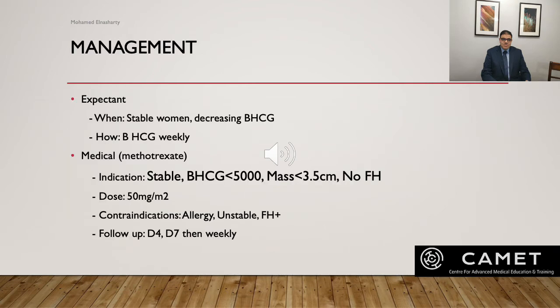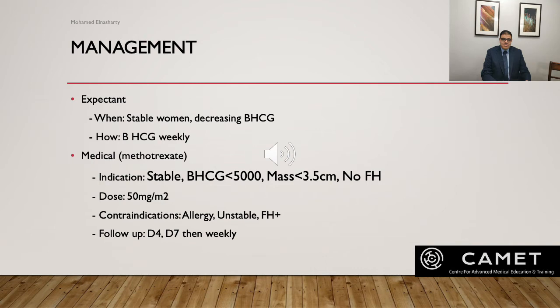So what is the management of ectopic pregnancy? We have three lines of management of tubal ectopic pregnancy: expectant, medical, and surgical. For expectant management, the patient should be clinically stable, pain-free, with a mass less than 35 mm with no visible fetal heart on TV scan, and BHCG less than 1000. We can consider expectant management if BHCG is between 1000 and 1500 and the patient is able to return for follow-up.